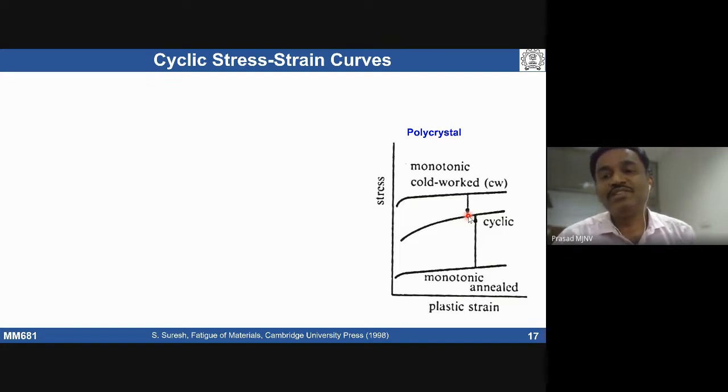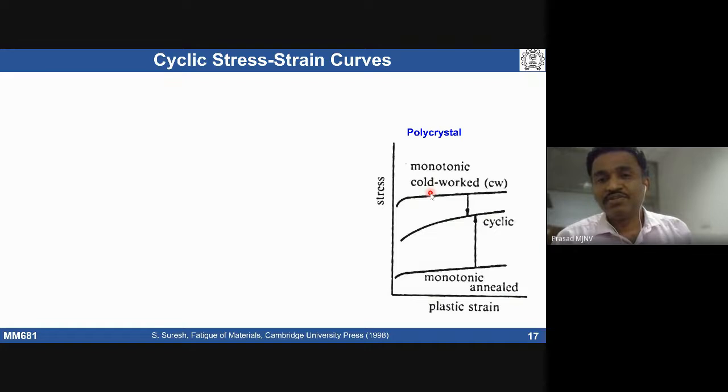So the stress strain curve under cyclic loading conditions will be like this. That means the material which strain hardens under monotonic conditions can also strain harden under cyclic loading conditions. If I already have a cold worked material, it already has a lot of dislocation density. If I deform that material under cyclic loading conditions, it undergoes softening. That is called cyclic softening.